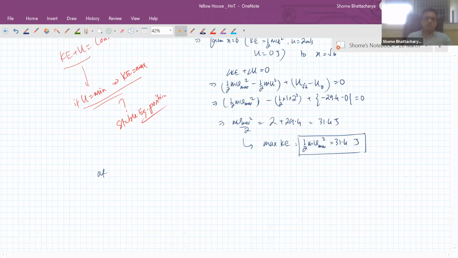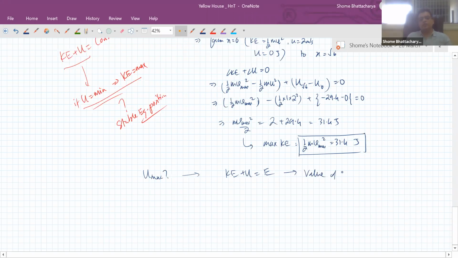Okay. So now the next thing we want to find is the maximum potential energy value for the same situation. Once again, kinetic energy plus potential energy is constant, and that is the value of E at x equal to 0. We know the kinetic energy is half mu square, which was coming out to be 2 joules, and the potential energy was 0. So the total mechanical energy was equal to 2 joules.